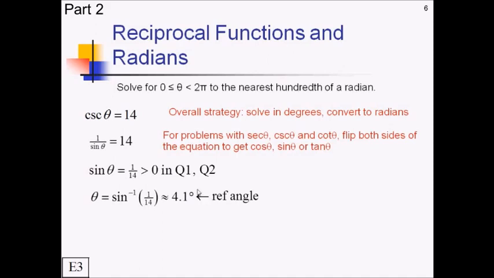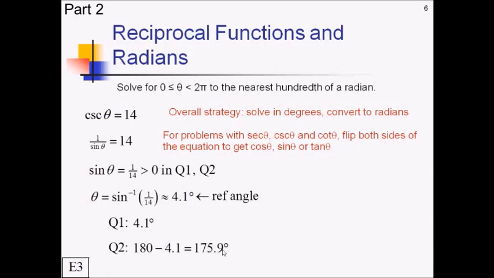Let's go ahead now, and we actually have a reference angle already too. So this is actually a very nice answer to get right off the bat. Let's use that reference angle to get both of our answers. Quadrant 1, again, is just 4.1 degrees. We already got that. Quadrant 2, we need to do 180 minus 4.1, which is going to be 175.9 degrees.